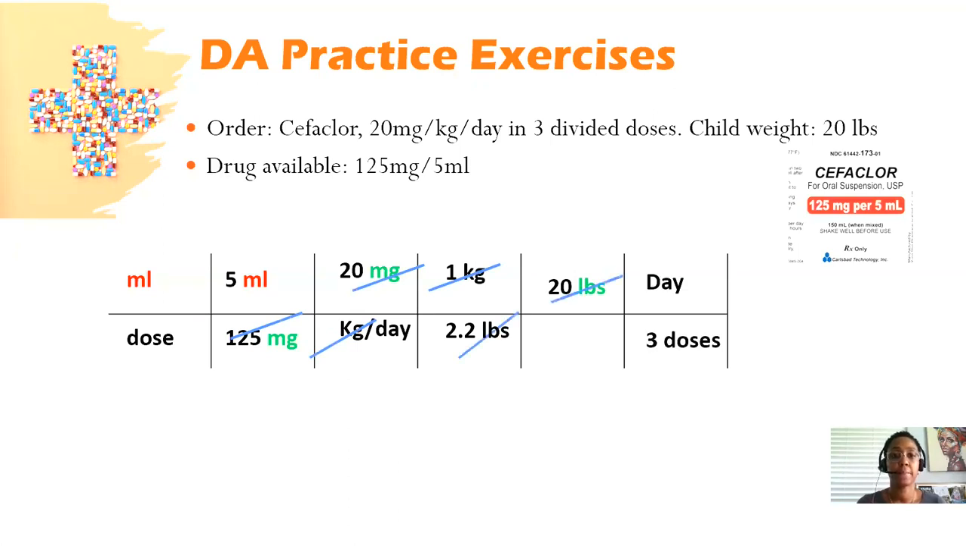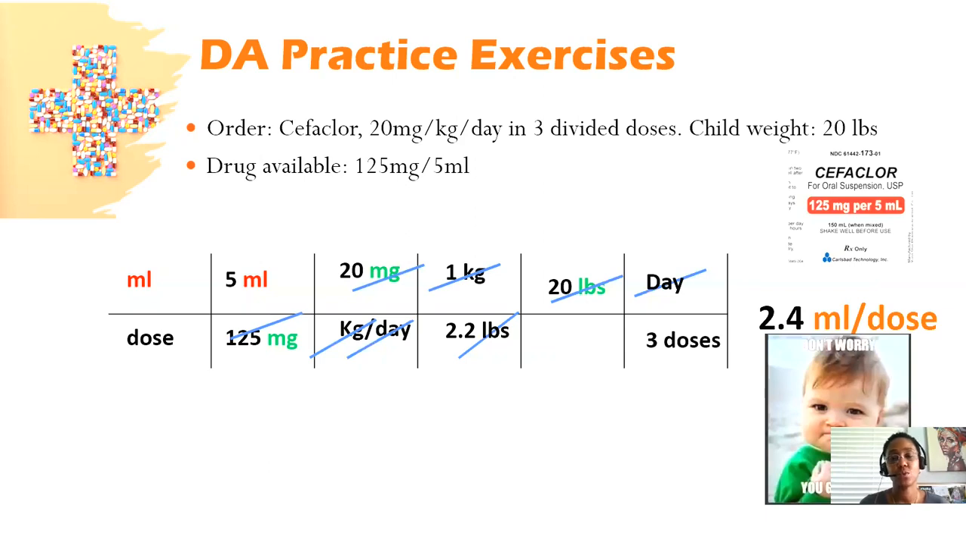Okay. And then we need dose, but we have day. So we need one more conversion factor. 1 day is 3 doses. Now we're able to cross off day, and we have mLs and we have doses left. We know we are complete. So if you multiply across 5 times 20 divided by 125 divided by 2.2 divided by 3, you are left with 2.4 mLs per dose. You got this. You got this.